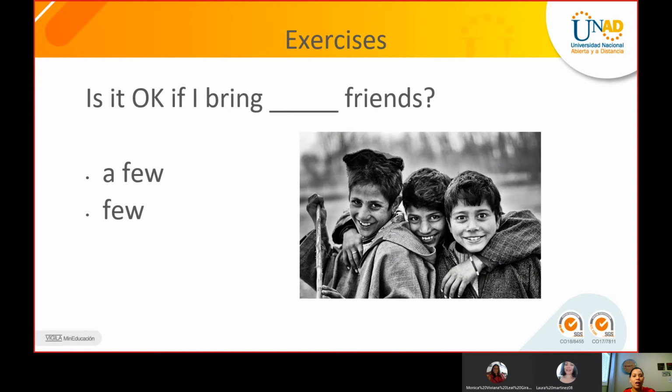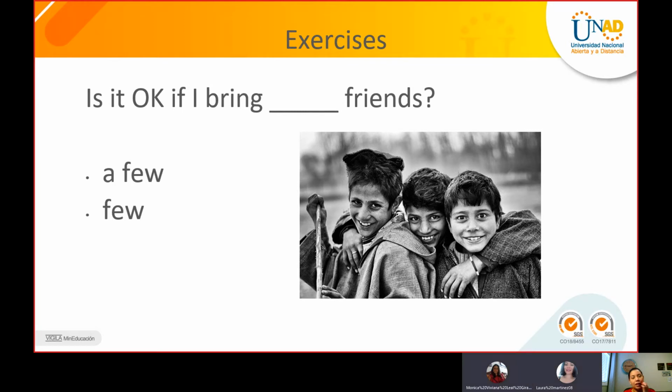Okay. Now look at the next one. Is it okay if I bring blank friends? Few, few? Yo digo que es "a few". A few. Yes, it's "a few".